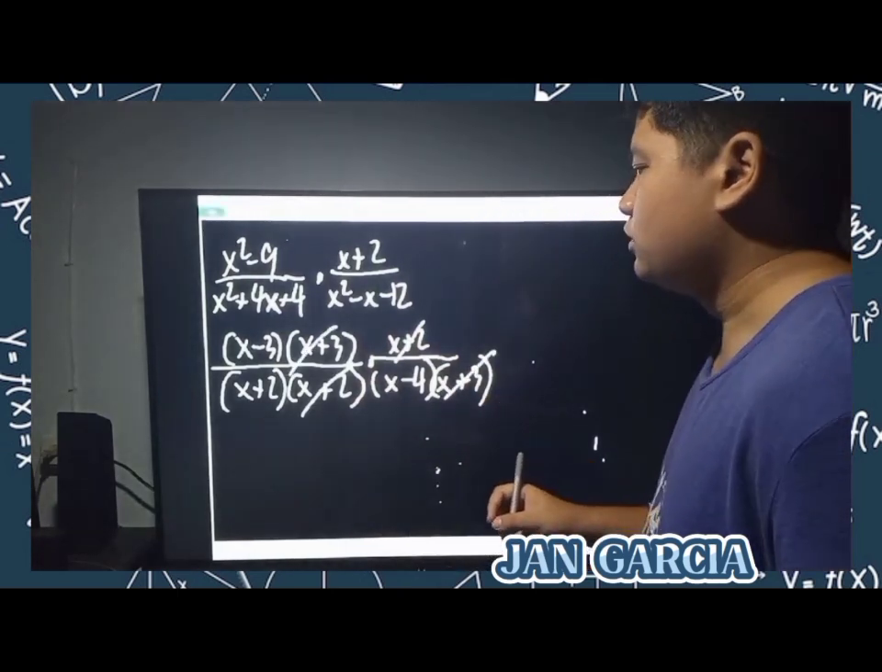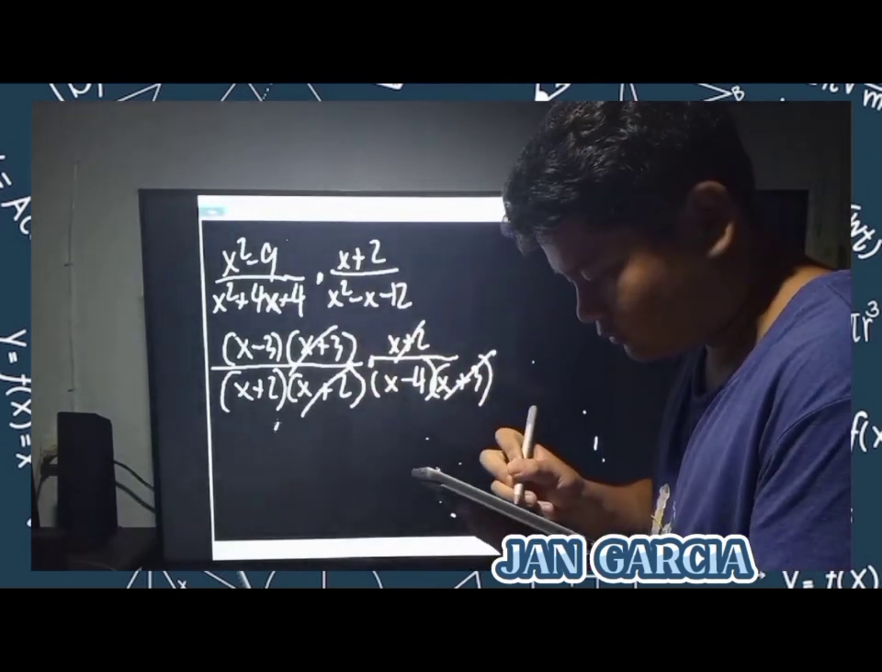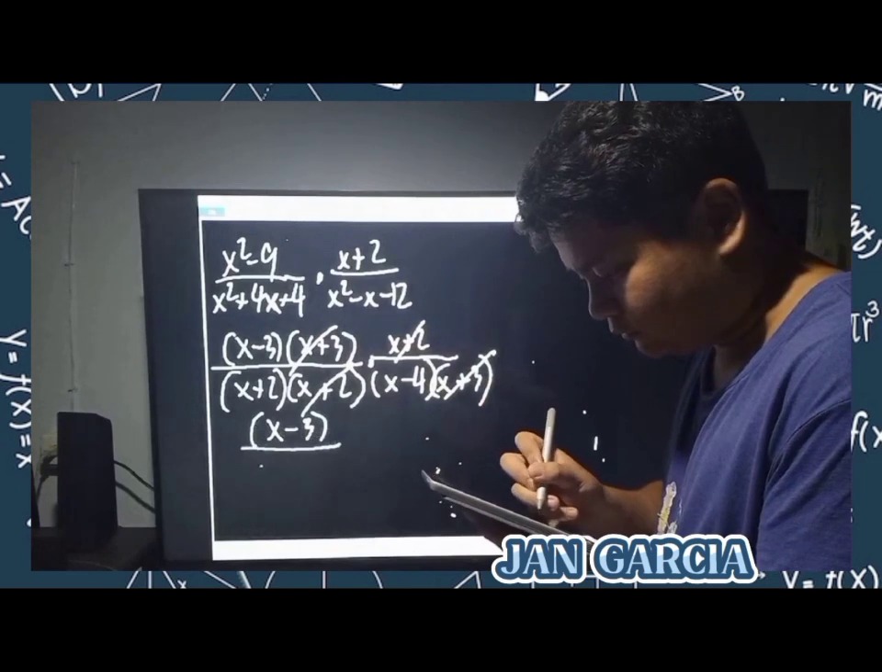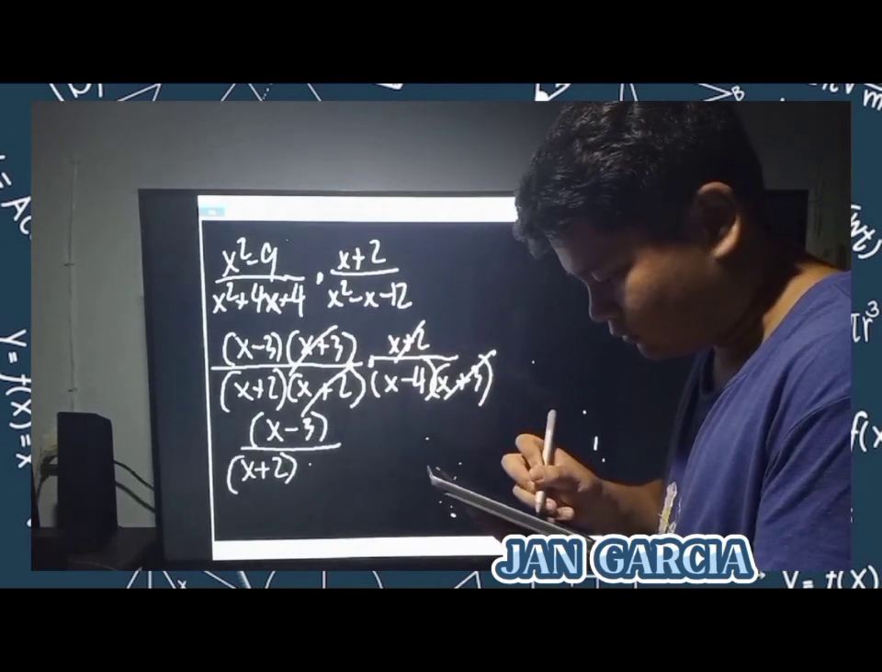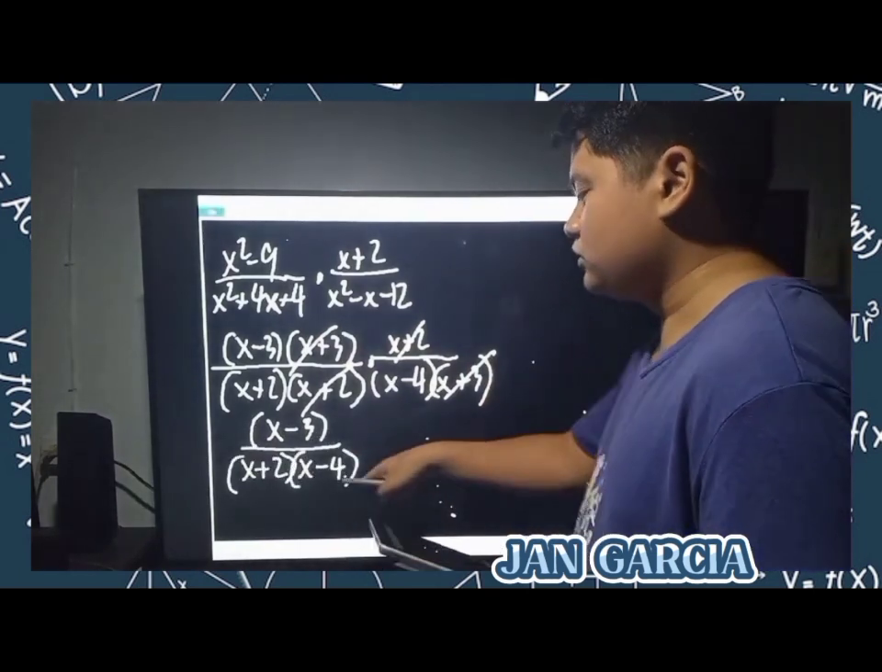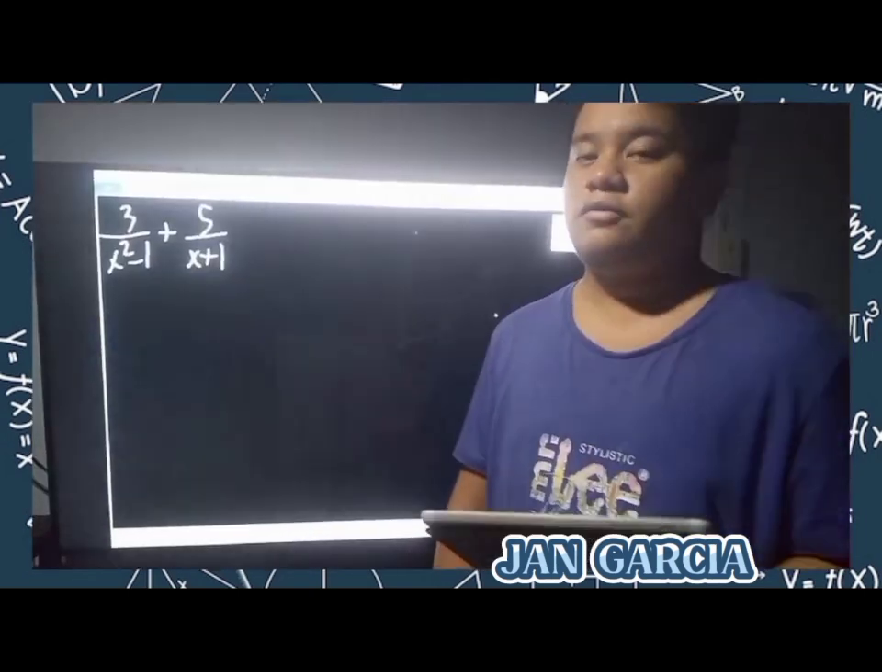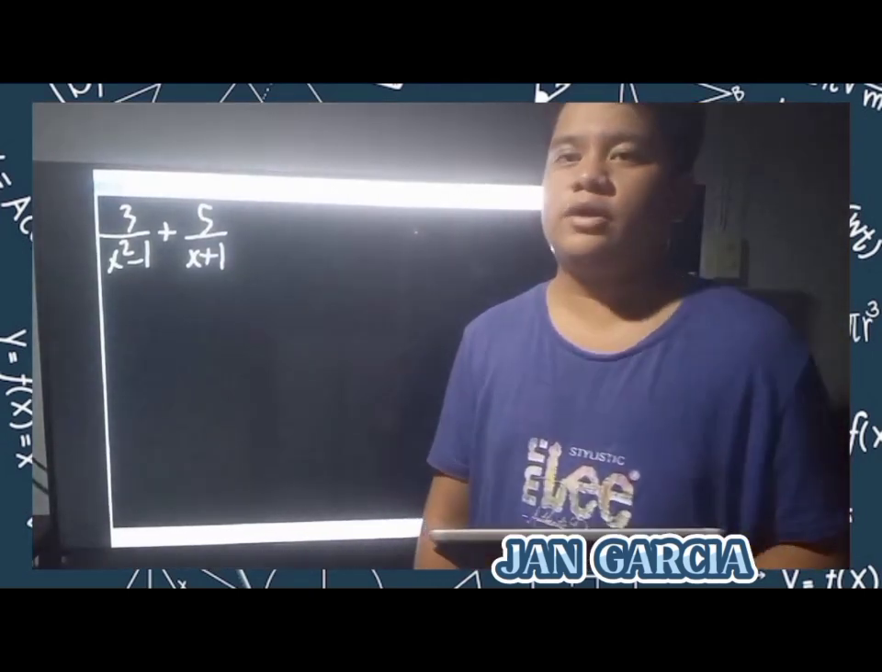After canceling like terms, multiply the remaining terms. This is the final answer. Difficult example of adding rational equations with different denominators.